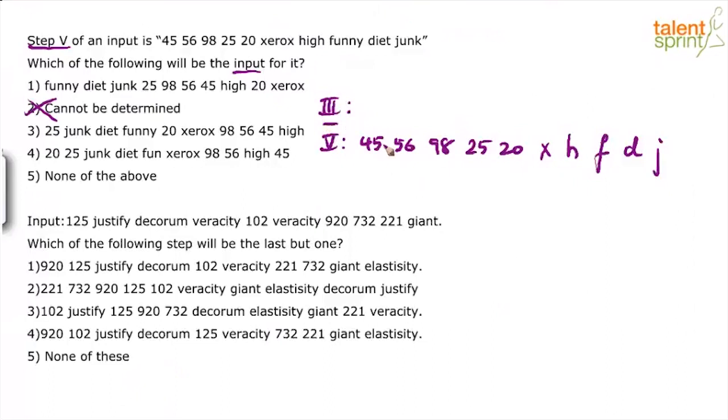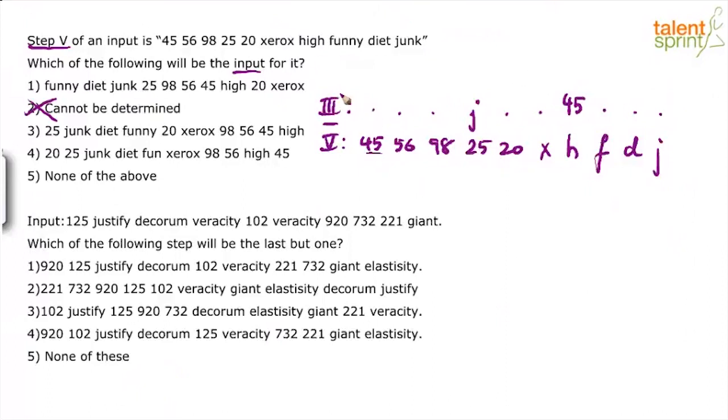Remember, this 45, which is in the extreme left of step 5, was in the fourth position from the right in the previous step. 1, 2, 3, 4, 5, 6, 7, 8, 9, 10, right? So 45 was on the fourth position from the right. So 1, 2, 3, 4, 45 comes here. J was on the fourth position from the left. J, which is on the extreme right now, was on the fourth position from the left. So 1, 2, 3, 4, this is J. Everything else is as it is.